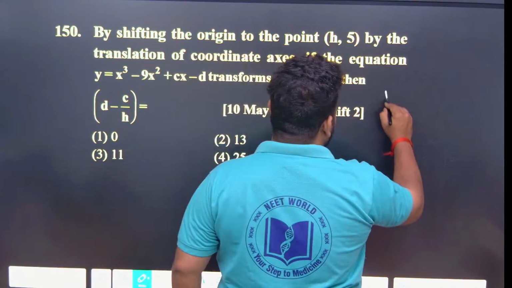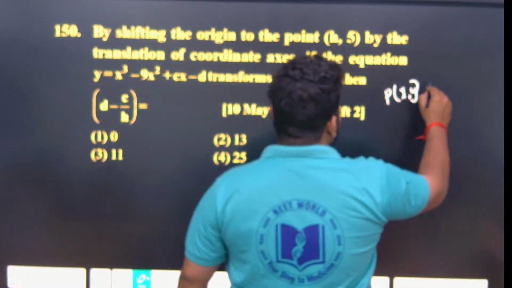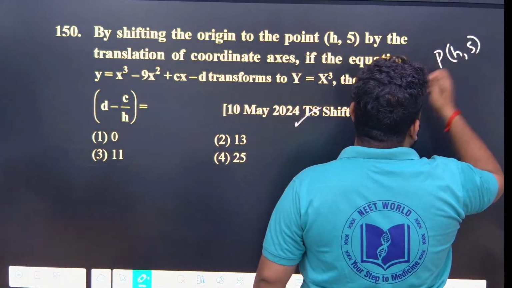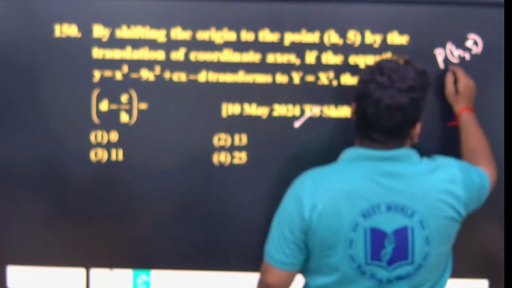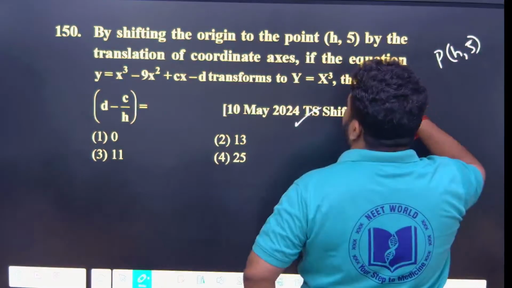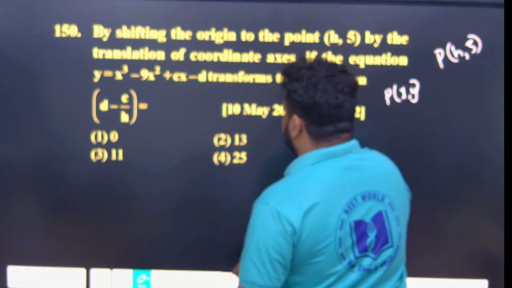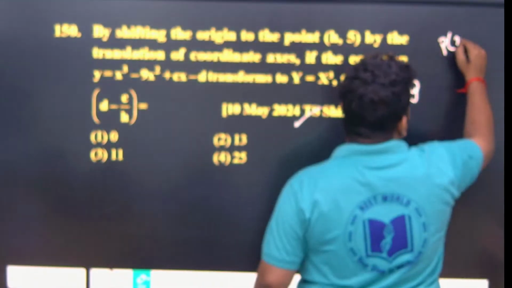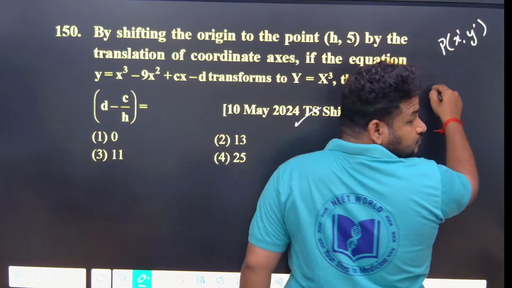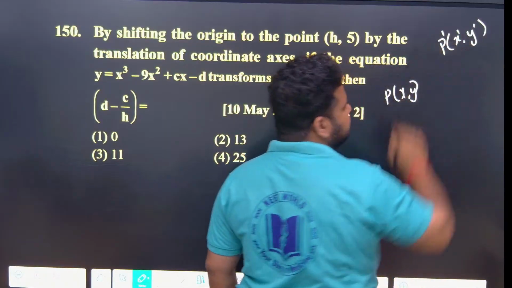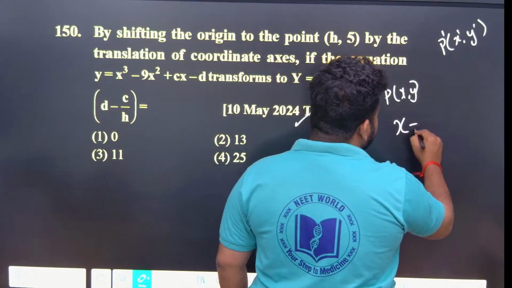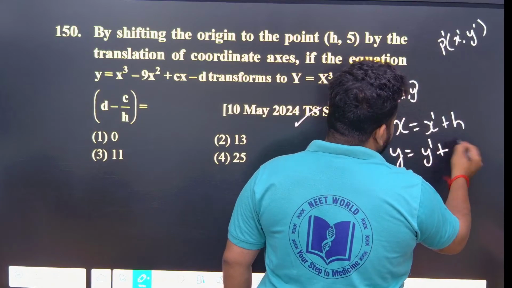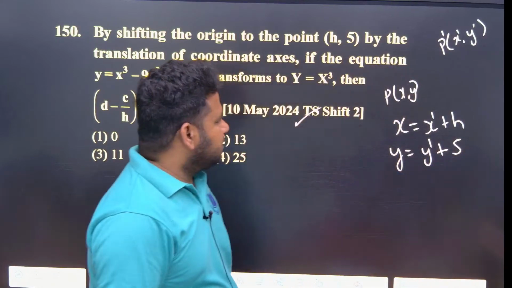So the point earlier was somewhere here, P of x comma y. Now it is becoming P of h comma phi, correct? Now what will happen to this? The origin shifts to the point (h, phi), so P of x comma y becomes P dash, x dash y dash. Now x will be equal to x dash plus h. Y will be equal to y dash plus k, and k means that is phi, correct?